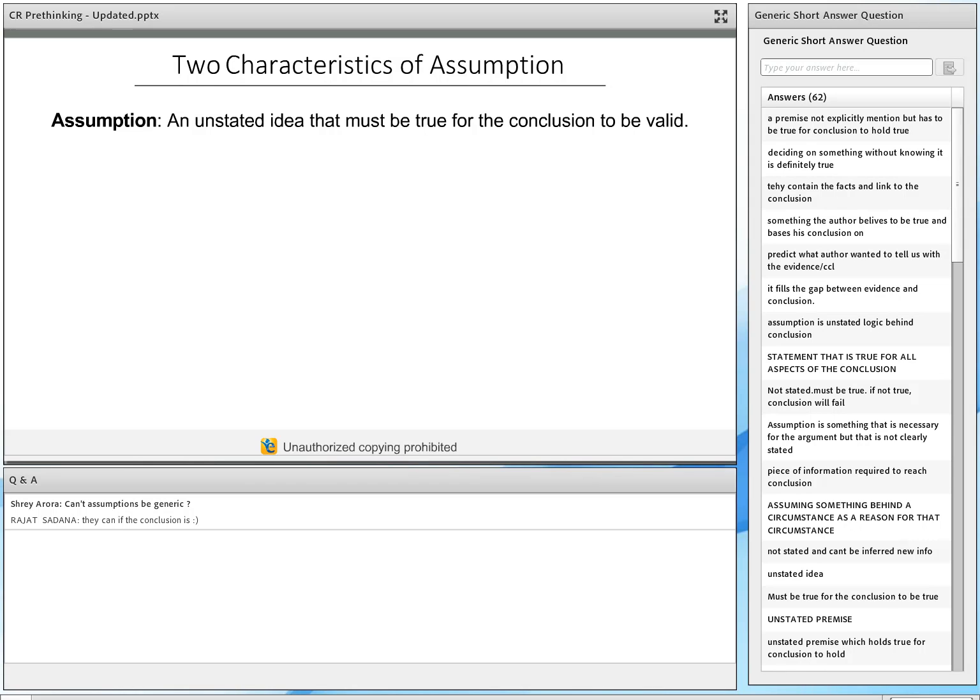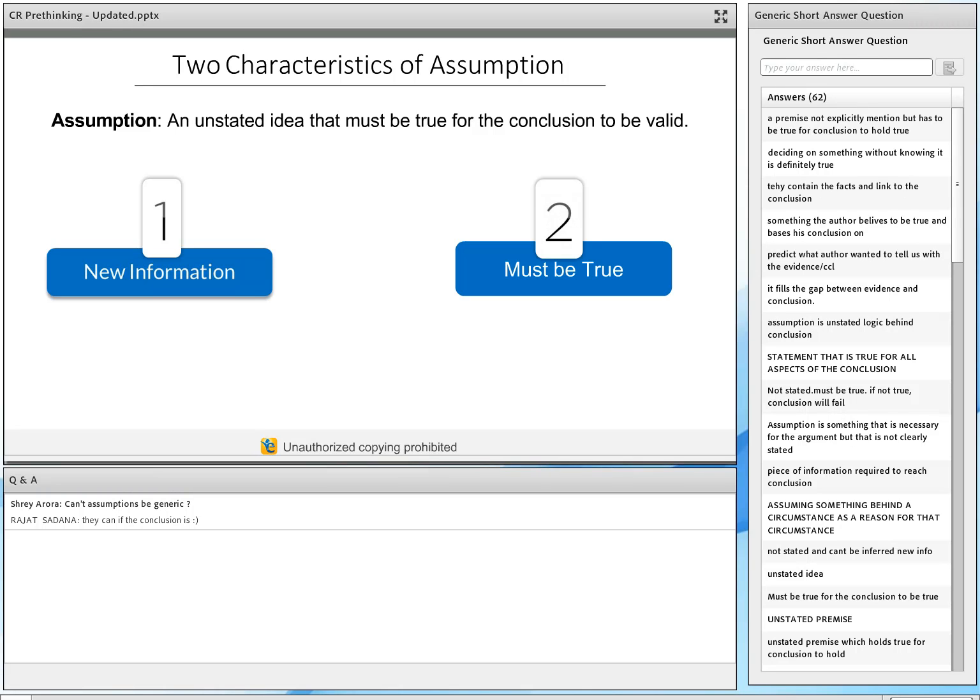So there are two key aspects of it. First of all, because it's an unstated idea, an assumption must present new information that can't be inferred from the factual part of the argument. And the second thing is that it must be true for the conclusion to hold true, which means that without the assumption being true, the conclusion has a possibility of breaking down.